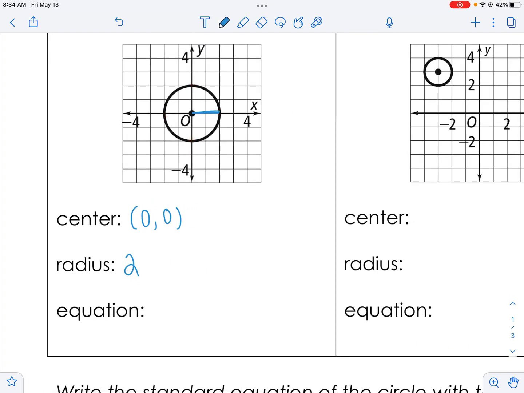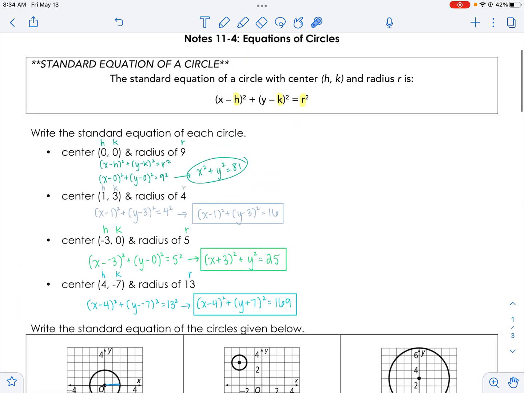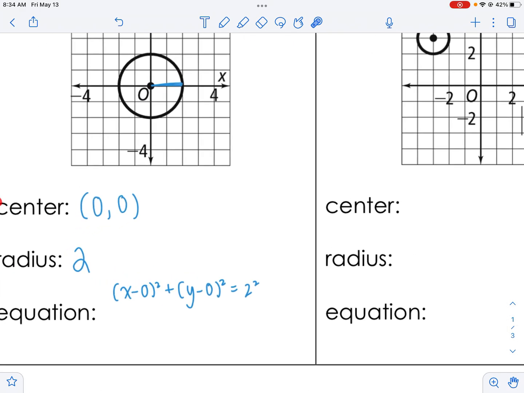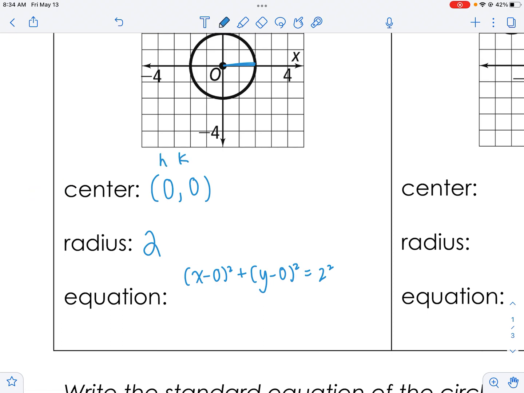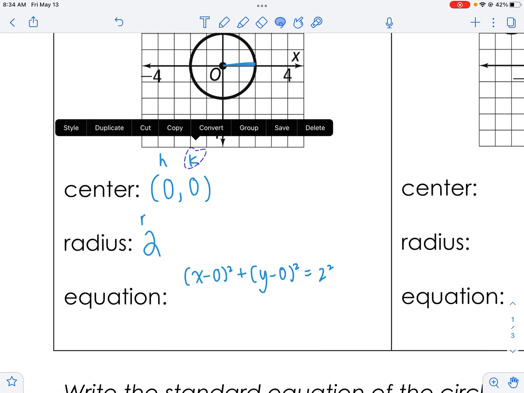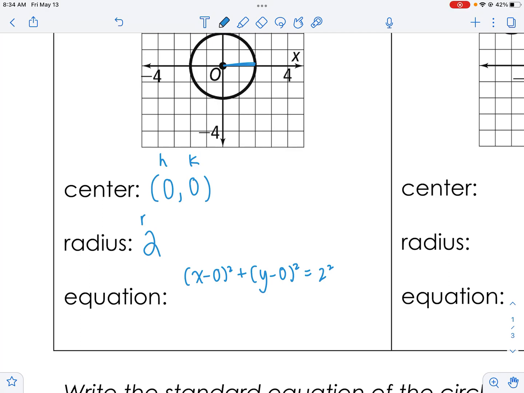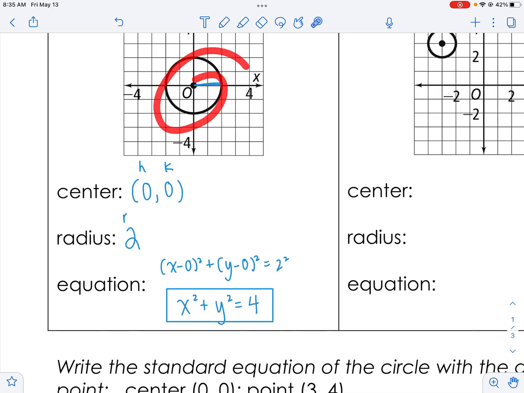So if I plug that into the formula, that would be x minus 0 squared plus y minus 0 squared equals 2 squared. Once I have the center and the radius, I'm just going back up to this formula, because then I have h, k, and r. All I need to do is plug it in and then simplify. So x minus 0 squared makes that x squared plus y squared equals 2 squared, which is 4. And that's it. You can always go to Desmos and graph it to make sure that your graphs match.